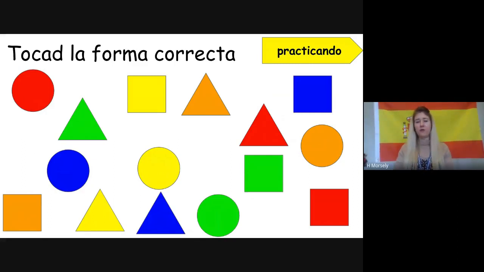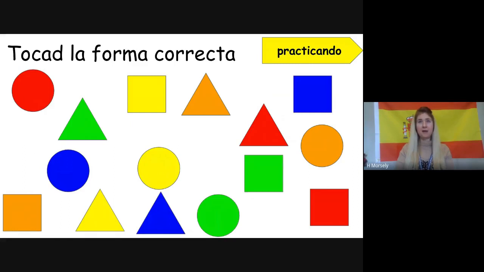Tocad el cuadrado rojo. Tocad el círculo amarillo. Tocad el cuadrado azul. Tocad el círculo naranja. Tocad el círculo amarillo. Tocad el triángulo amarillo. Tocad el cuadrado verde. Tocad el círculo rojo.